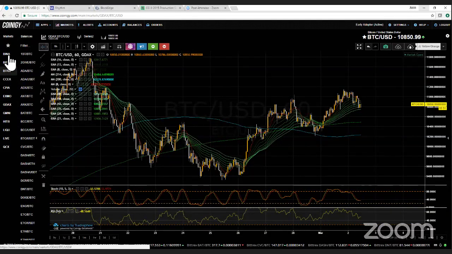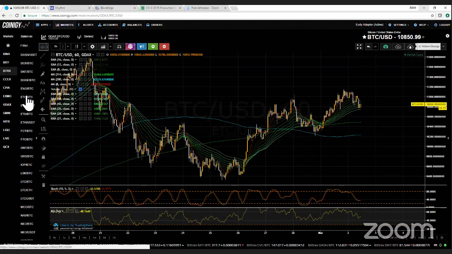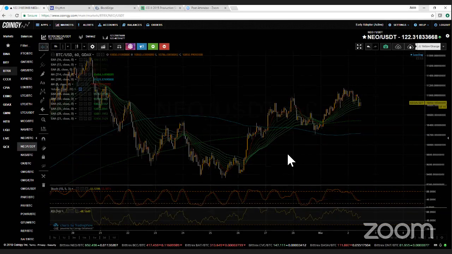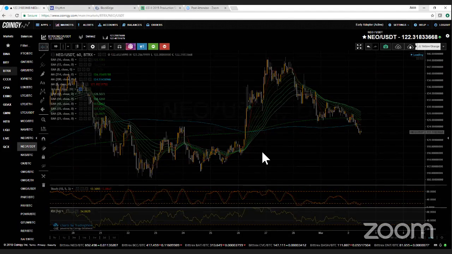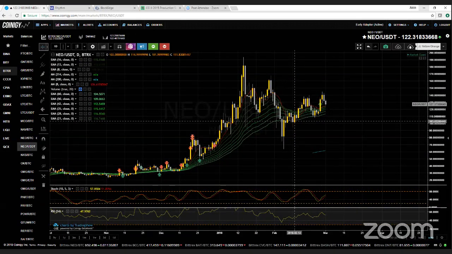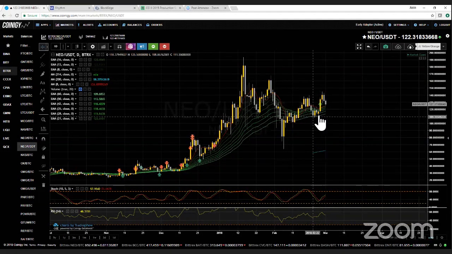Neo. Still like Neo a lot. It's one of our favorite coins. Definitely a core long position. Neo remained in a long-term uptrend even during this whole Bitcoin correction. So still making higher lows. It held the bands. That was a good spot, 109.